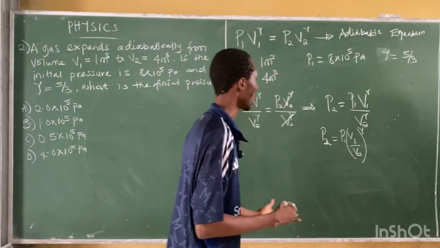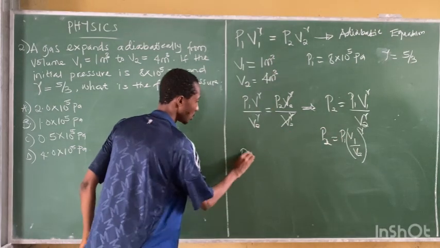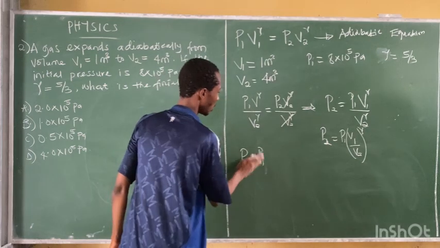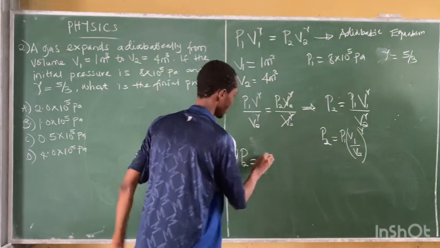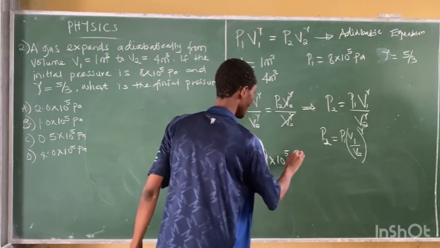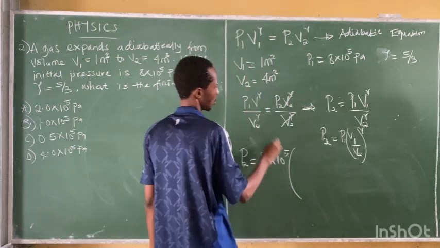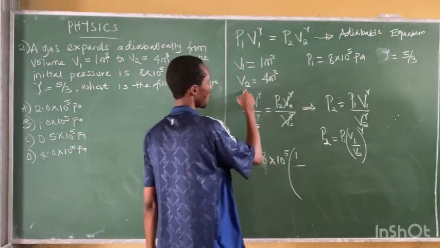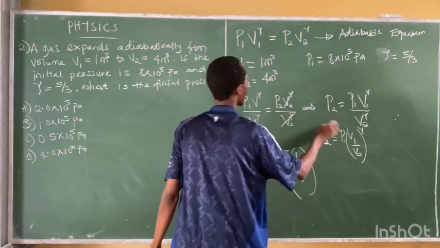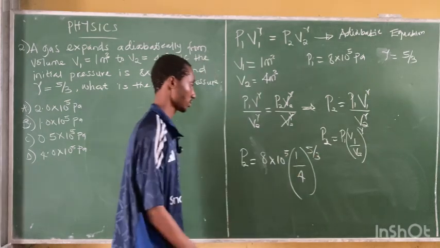So from this equation now, if we put these values into this equation, we're going to have P2 is equal to P1. The value for P1 is 8 times 10 raised to the power 5 Pascal into our V1. Our V1 is 1 over our V2, which is 4. All raised to power gamma. Gamma is given to us from the question as 5 over 3.